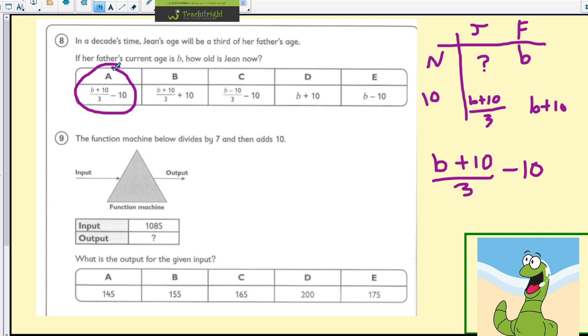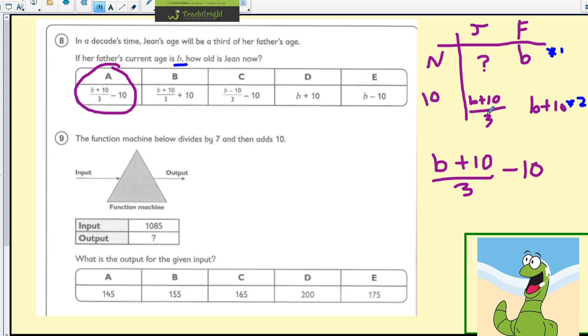So guys, with this one, bit of a confusing question to start with. I had to go through it step by step. Just go through the steps again. We start with B. Her dad's age is B. That's step 1. Next, it says we work out that it's in a decade's time. So her dad will be, whatever he was, B, plus 10. So that's when we worked out this part. So this is the father in 10 years' time.